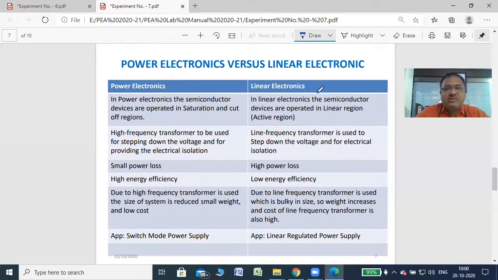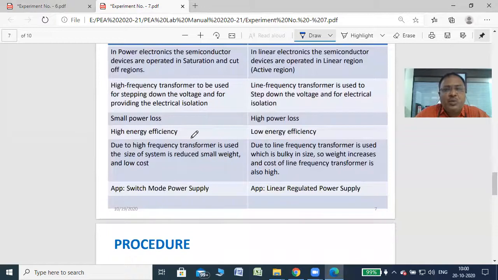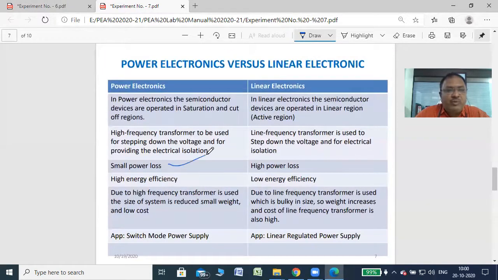power electronics versus linear electronics, right? In which there is small power loss, while here the power loss is more. An example is SMPS, and another example is the linear regulated power supply. As the first statement, in power electronics, the semiconductor devices are operated in either saturation or cutoff region, but in linear electronics, the semiconductor devices are operated in the linear region or active region.